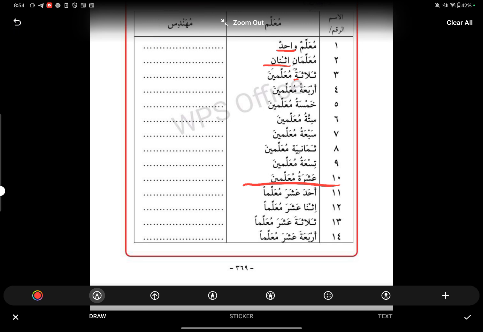So for example, the first one will be muhandisun wahidun. The second will be muhandisani ithnani, and so forth. Okay, so muhandisun wahidun, muhandisani ithnani. Okay.